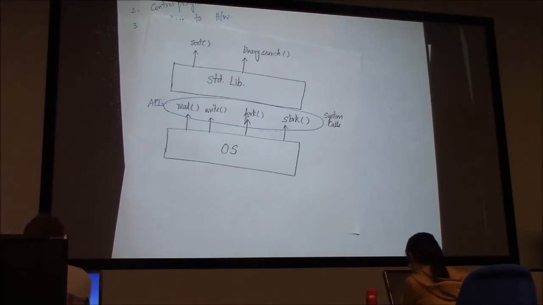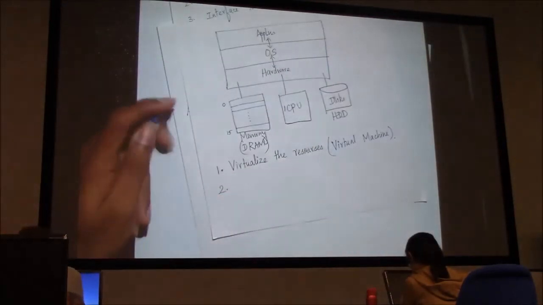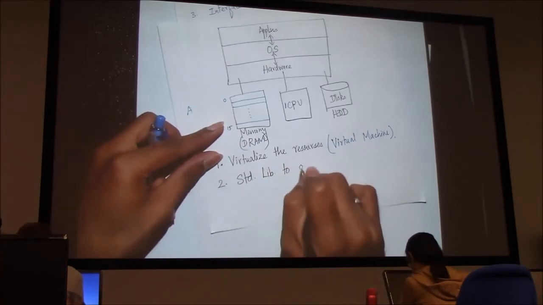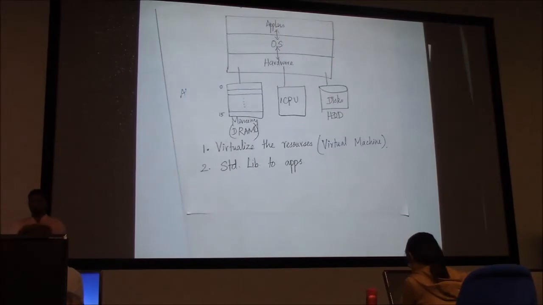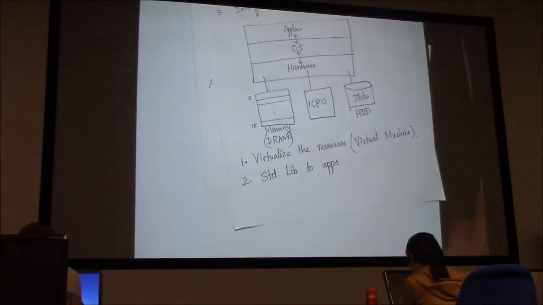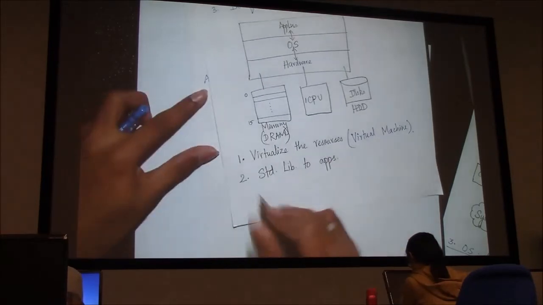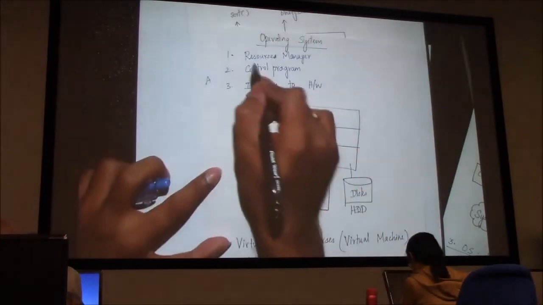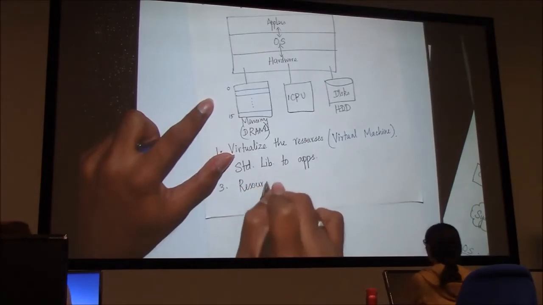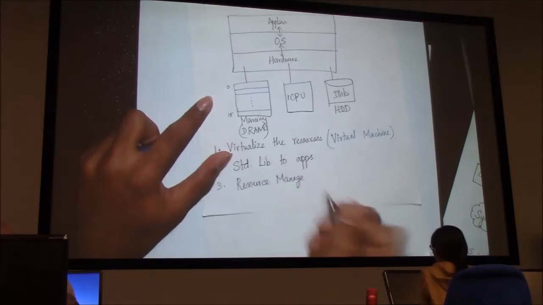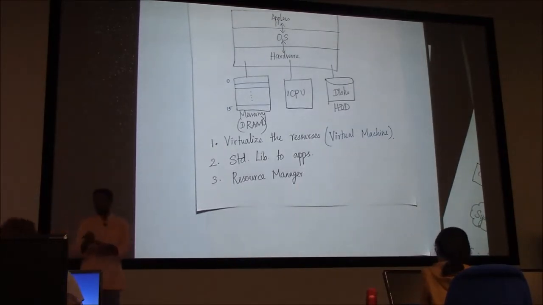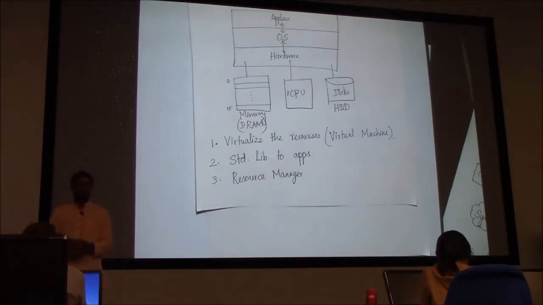So any questions about this? These are how we view the operating system. The second view is a standard library to applications. Any questions about this? And again, the third view, as we saw from the students' answers, is that you can view the OS as a resource manager. These are the three ways in which you can view the operating system. It's like a virtual machine, it's like a standard library to applications, and it is a resource manager.